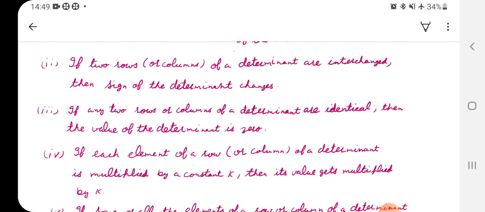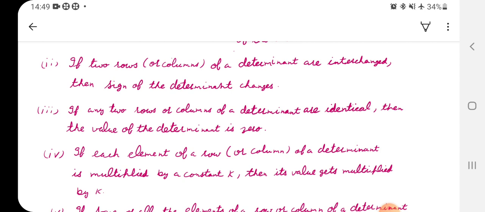Third property: if any two rows or columns of a determinant are identical, then the value of the determinant is 0. That means we have two rows which are identical. Identical means all the elements of those rows are the same. So if the elements are the same for both rows, then its determinant will be 0. This is what your third property states.